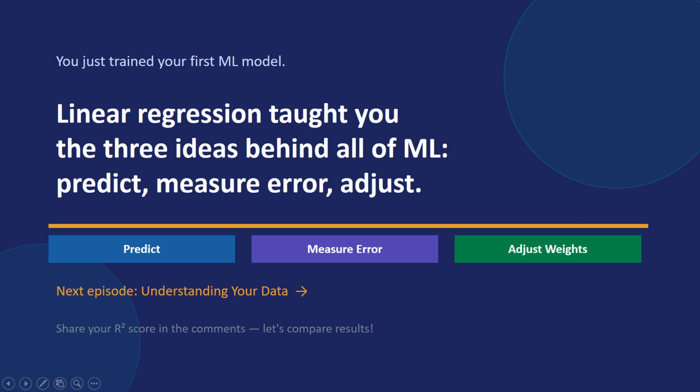So that's all for today. You just trained your first machine learning model, and here's the most important thing to take away from today. Linear regression did not just teach you one algorithm, it taught you the three ideas behind all of machine learning: predict, measure error, adjust. Everything we build from here: neural networks, transformers, reinforcement learning, and agents. All of them do exactly those three things. The implementation gets more complex. The core loop stays the same.